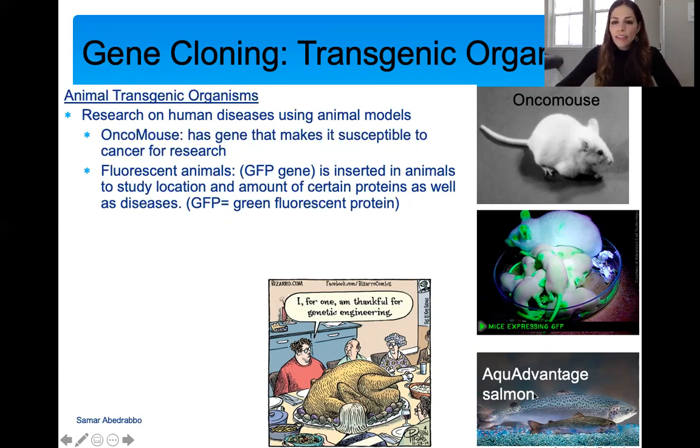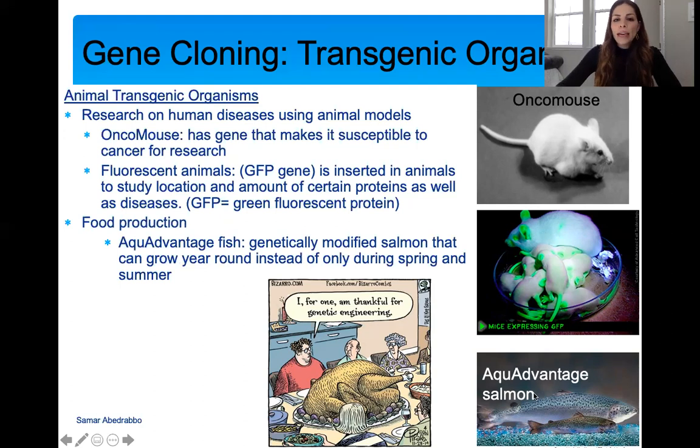And then AquAdvantage salmon. So I don't know if anyone knows this, but salmon is generally not supposed to grow year round. We've genetically modified fish so that they can grow year round, not just in the spring and summer, different types of fish.